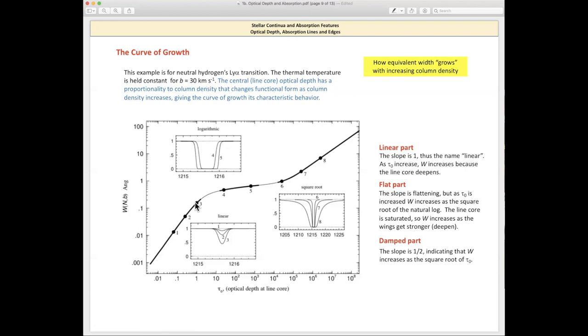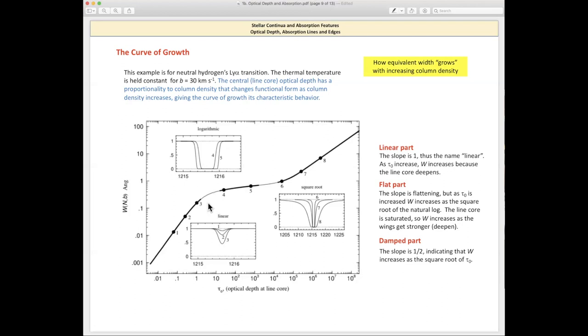So they call this the linear part of the curve of growth, because as you increase your column density, your equivalent width increases in direct step. You double your column density, you double your equivalent width. You raise your column density a factor of 10, your equivalent width goes up a factor of 10. But then later, as you go to higher optical depth, you start to saturate in the bottom of the core of the line.